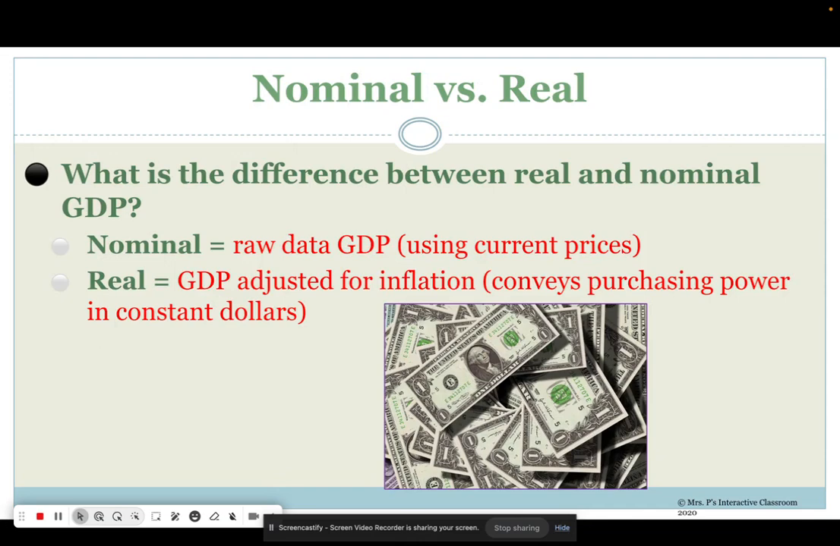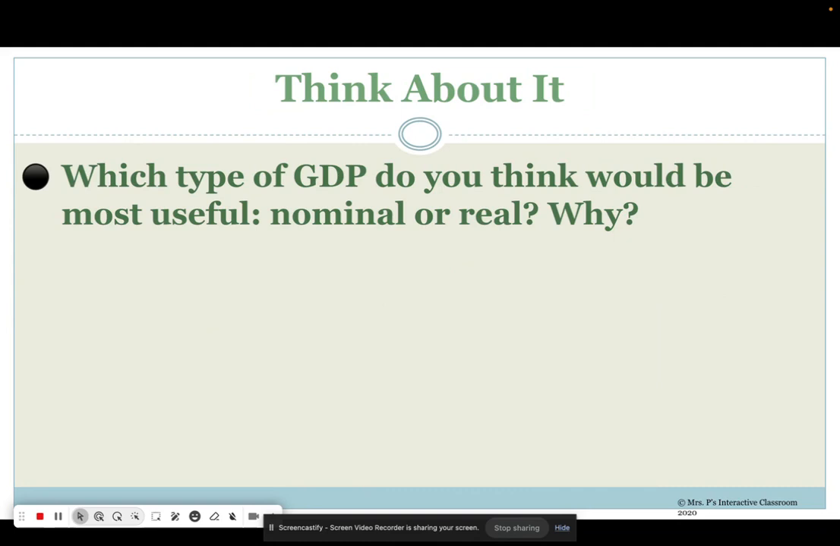Well, they have something called real and nominal GDP. Nominal is just raw data. It's just using current prices straight up. Real GDP is adjusted for inflation, so it conveys purchasing power in constant dollars. It tries to basically translate that 1950 dollar into 2024 dollars, to even out the purchasing power and make it as similar as possible in terms of value.